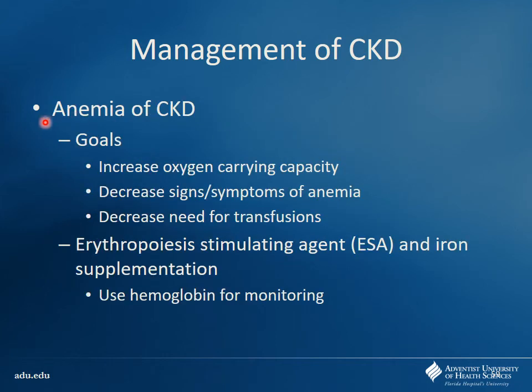So looking at the anemia of chronic kidney disease, obviously we want to make sure we're increasing our oxygen carrying capacity, because one of the big signs of anemia for these patients is going to be what? If you have low hemoglobin, what's a common sign of that? Yeah, fatigue is a really big one, right? Because again, you can't oxygenate the body appropriately. So we want to decrease the signs and symptoms and try to decrease the need for transfusions, right? If we can have the patient make their own blood, that's always going to be preferential to us giving them someone else's blood, right?